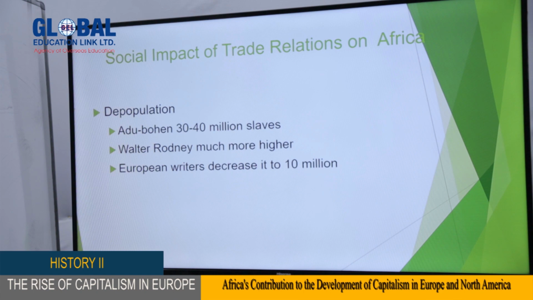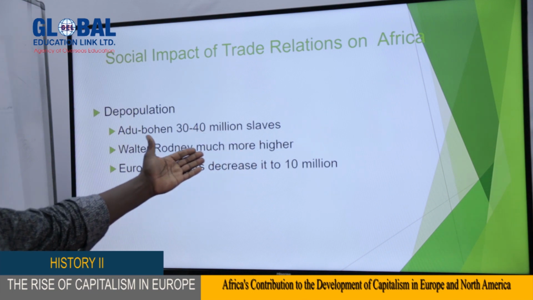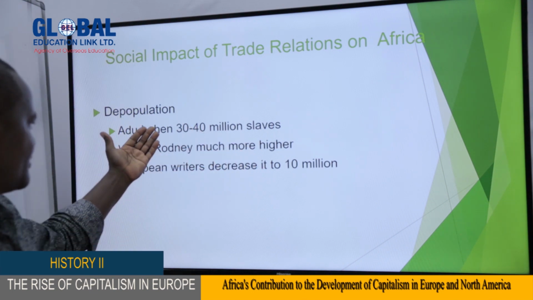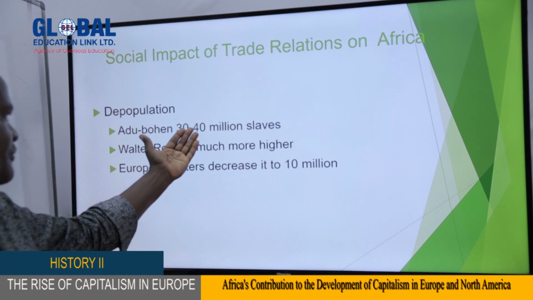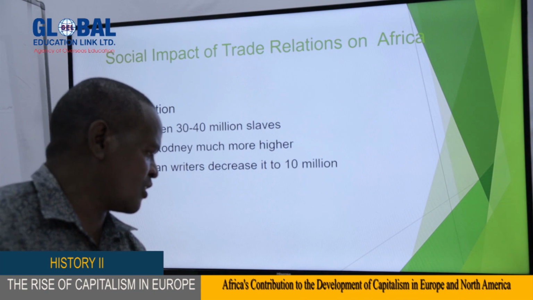Let's look at the social impact of trade relations on Africa. Of course, we have the population. We have said it already. A lot of African people, in fact, disappeared from Africa. The number differed. If you look at Boahen, he says 30 to 40 million. But others, of course, can put that number much higher or lower.